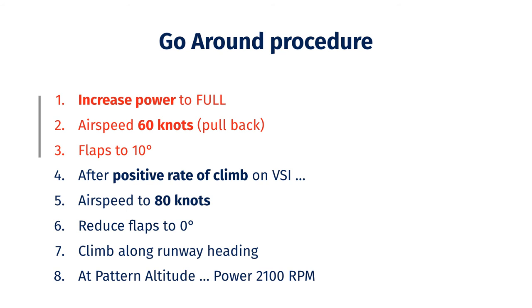After you have established a climb and are safely away from the ground, you will need to accelerate to 80 knots by pushing forward on the controls and then remove your flaps to 0. Climb along the runway heading unless there's another aircraft or obstacle in the way, and then re-enter the traffic pattern as you would otherwise. Let's look at how this procedure unfolds as it relates to the instruments.